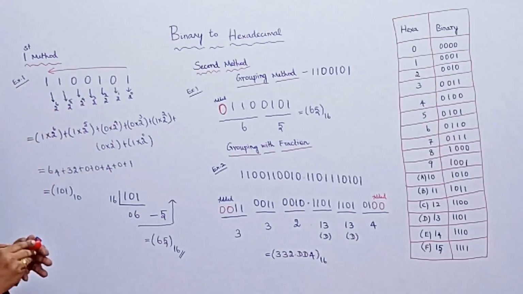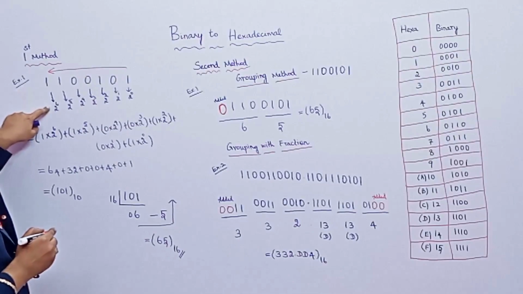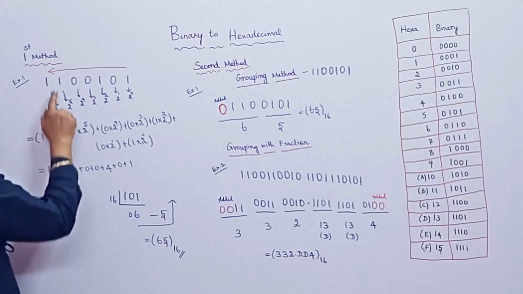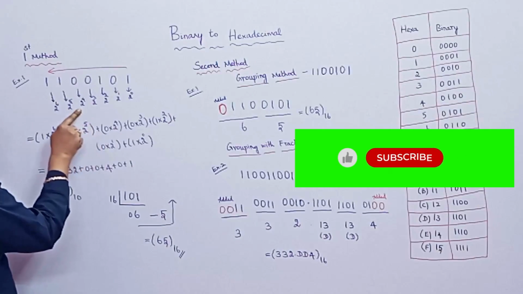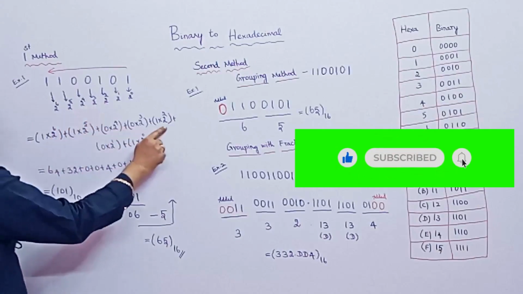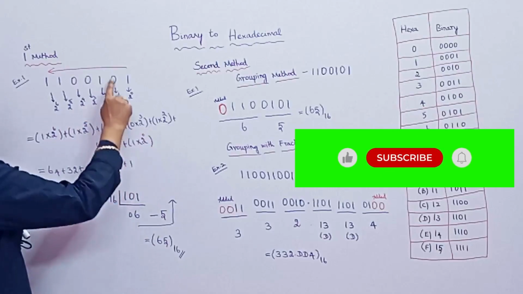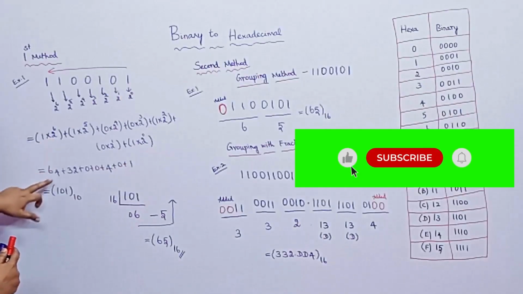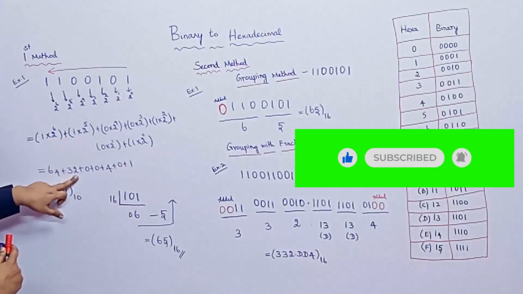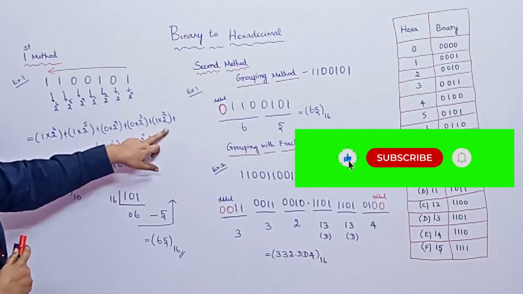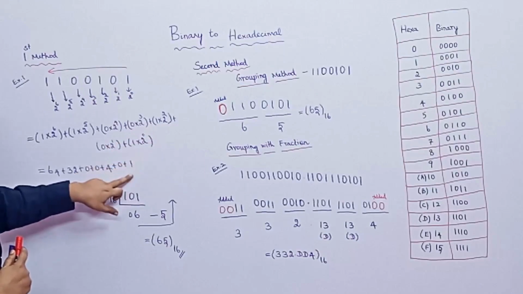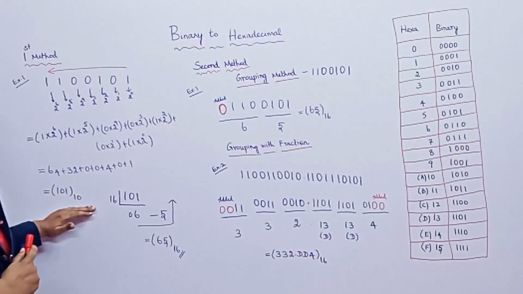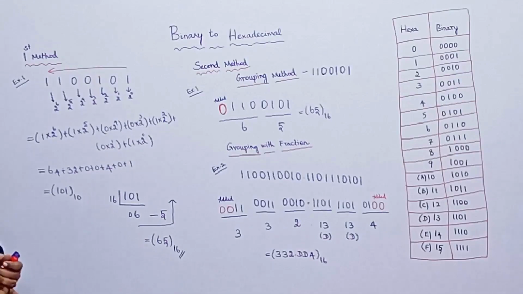After the weightages are assigned, we have to multiply them with the concerned digits and form the sum of the products. So 1 into 2 power 6, plus 1 into 2 power 5, plus 0 into 2 power 4, 0 into 2 power 3, plus 1 into 2 power 2, plus 0 into 2 power 1, plus 1 into 2 power 0. Then we are getting 1 into 2 power 6, which is 64. 1 into 2 power 5 is 32, again two zeros. 1 into 2 power 2 is 4, again 0. 1 into 2 power 0 is 1. So the total sum is 101 to the base of 10. Now we have attained the decimal value.